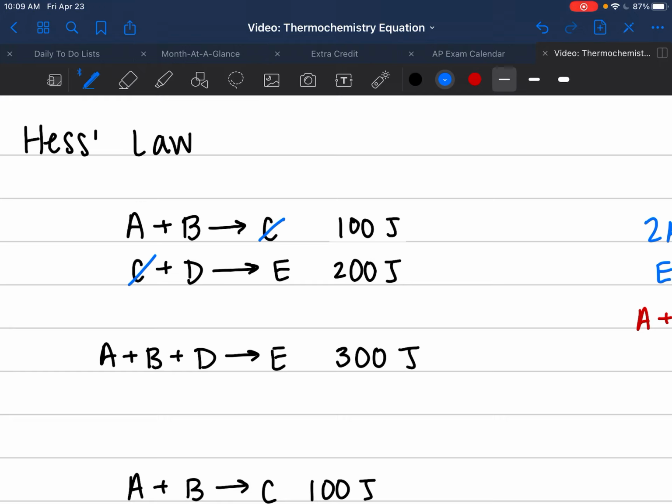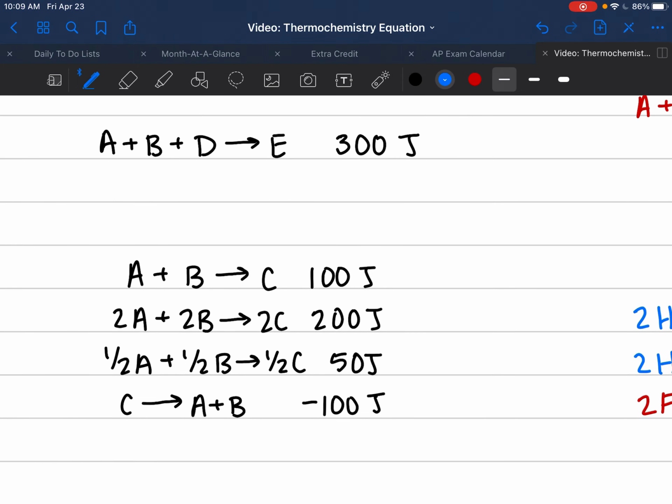And Hess's law tells us that if we can simplify reactions in this way, then our enthalpies can also combine in a similar way. So in this case, we're adding that 100 plus 200 joules, so our enthalpy change is 300 joules. So let's look at this a little bit differently. There's a couple of things that you can apply with Hess's law.